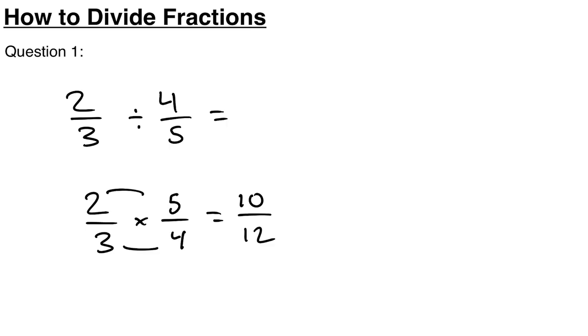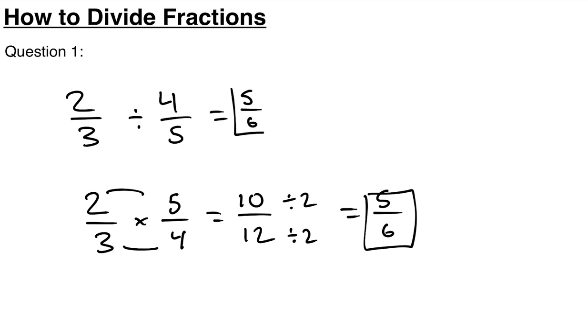And then 3 times 4 is going to be equal to 12. And now we can simplify this fraction. So we divide the numerator and the denominator by 2. And we're going to get 5 over 6. And that's our final answer. So 2 over 3 divided by 4 over 5 is equal to 5 over 6.